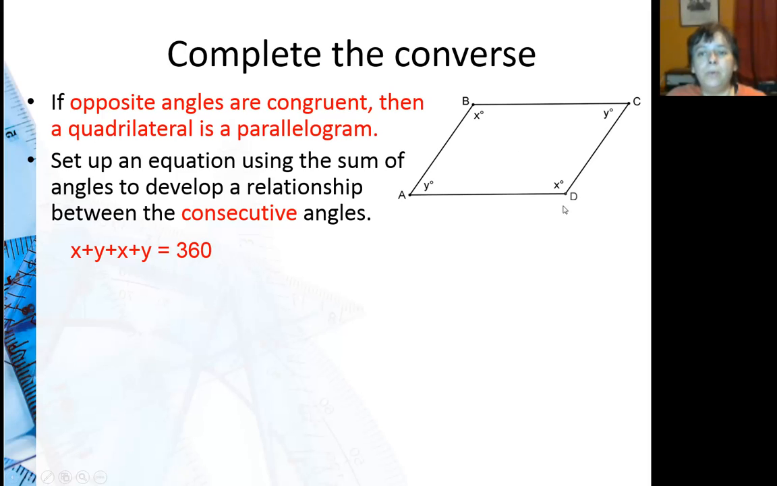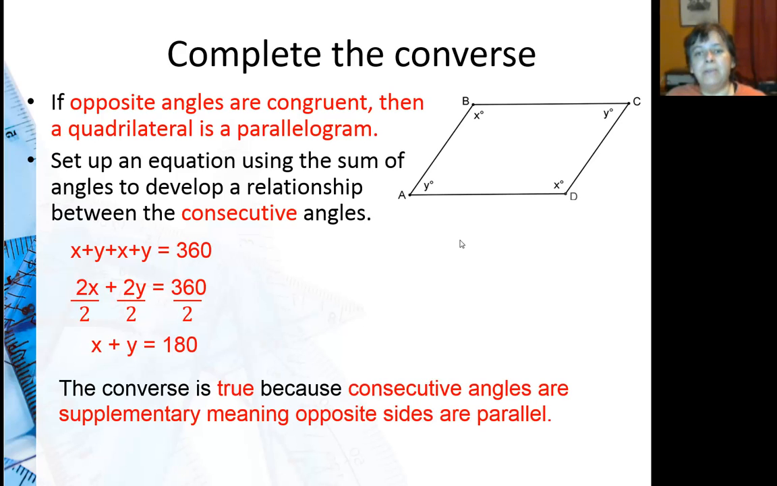So x plus y plus x plus y equals 360, because there are 360 degrees in a quadrilateral. So I can say 2x plus 2y equals 360. I can actually divide everything by 2. And that ends up with x plus y is 180. Well, that means that x and y are supplementary.